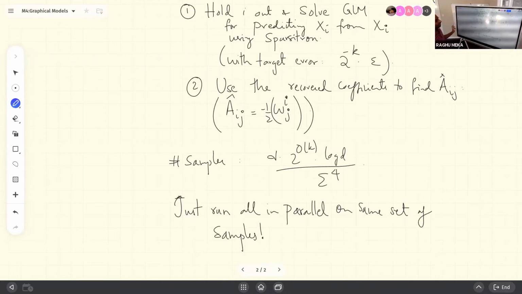Okay. So you can even parallelize the whole algorithm, right? Each vertex is trying to figure out its own neighborhood using the same set of logarithmically many samples. And then if I do it, I just get this 2 to the O of k times log d by epsilon to the 4.